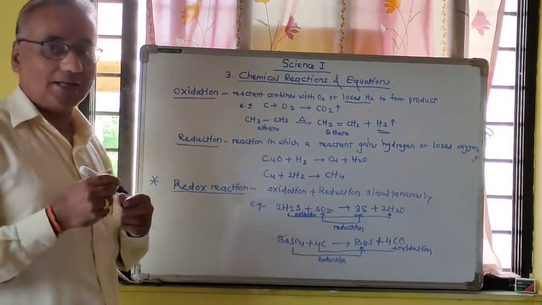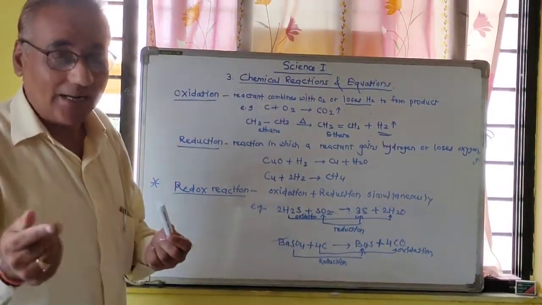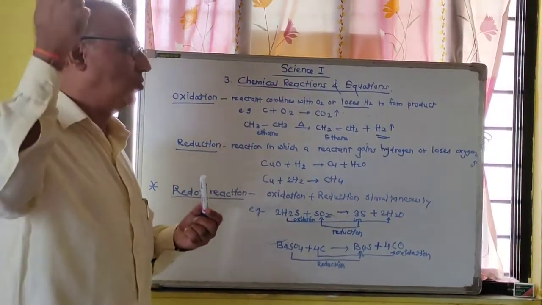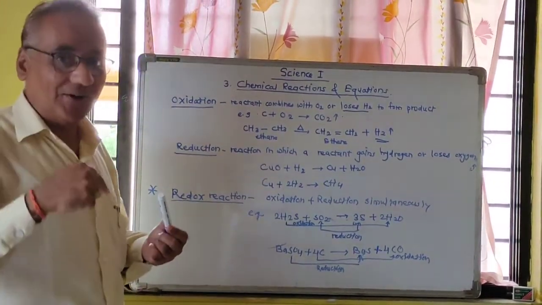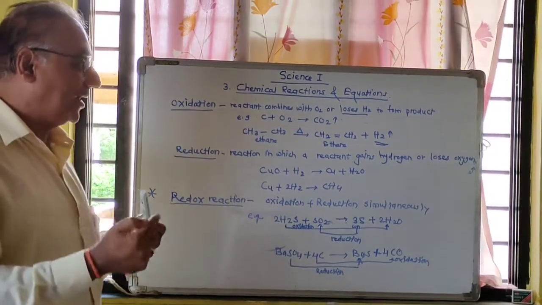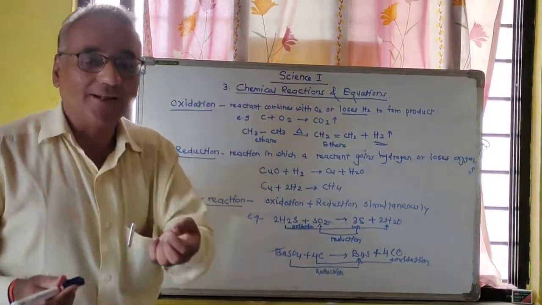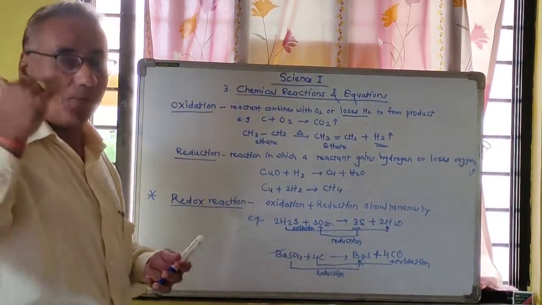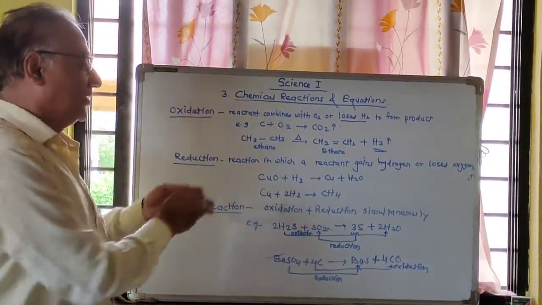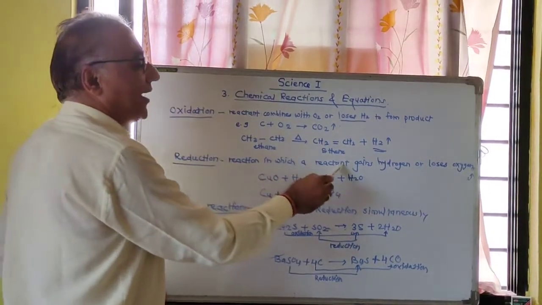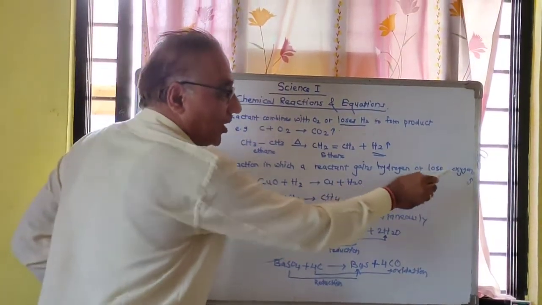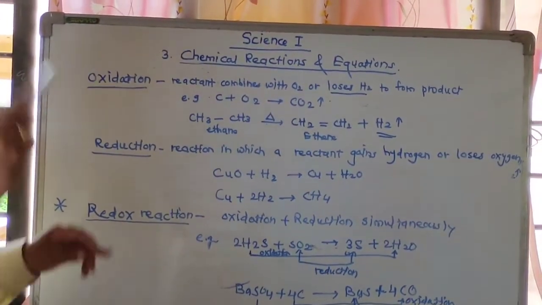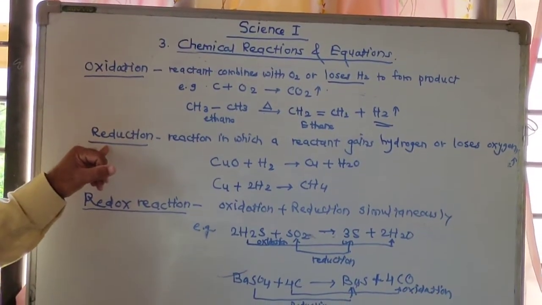In oxidation reaction we see that there is a combination of oxygen and loss of hydrogen. But in the reduction process, we find that the reaction in which a reactant gains hydrogen and loses oxygen, opposite to that of oxidation. The reaction in which a reactant gains hydrogen or loses oxygen to form a product, that reaction is known as reduction reaction.